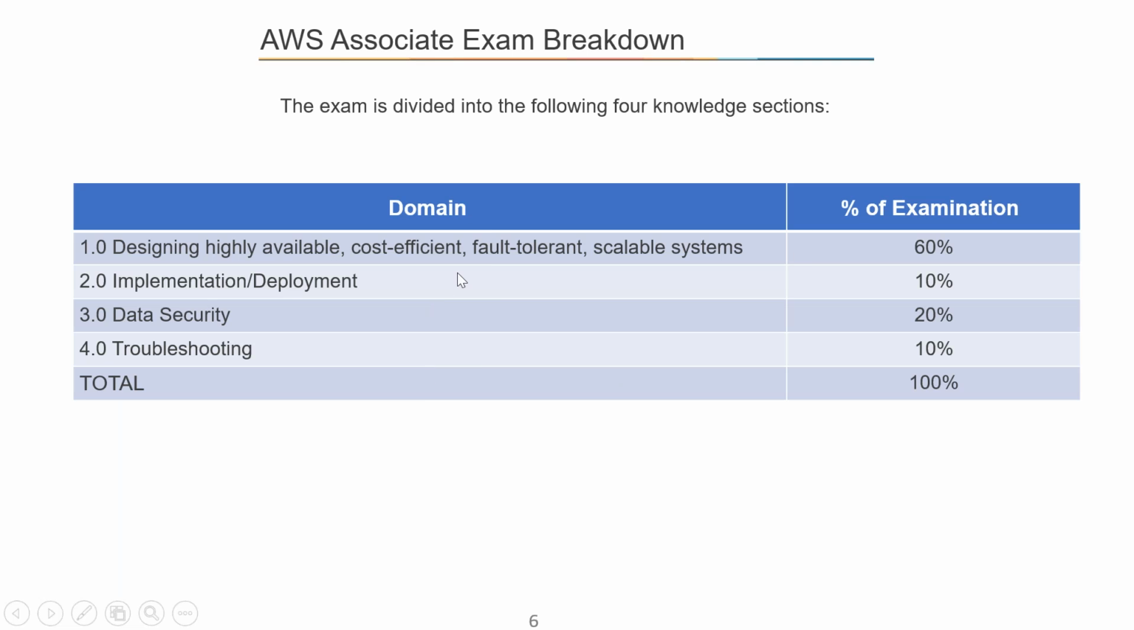And this is the old pattern. This old pattern is still valid till August 12th. They have introduced a new pattern: designing highly available, cost efficient, fault tolerant, scalable systems, implementation and deployment, which is 10%, data security 20%, troubleshooting 10%, total 100%.